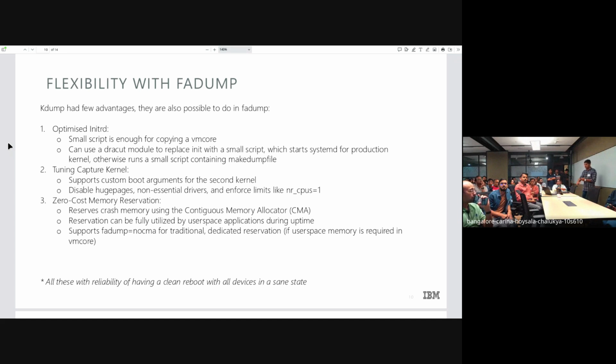One catch is that since we are using CMA by default, you don't get user space memory in the VM core. If you want user space memory, which is rare, since generally we just want the kernel pages to debug the kernel, FADump also supports a no-CMA option, which makes it behave similarly to how the crash kernel reservation works in KDump. And all this comes with the reliability of having a clean reboot with the devices in a sane state.